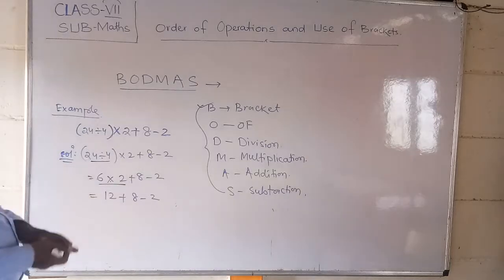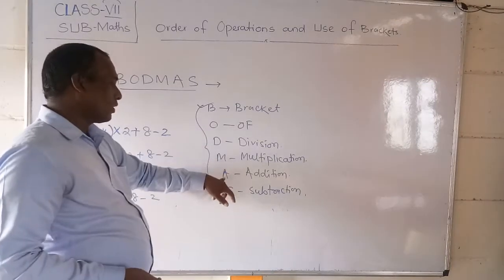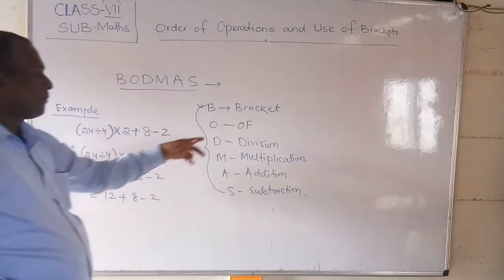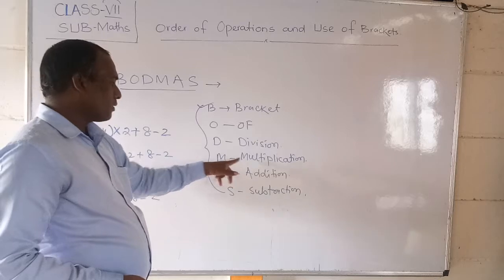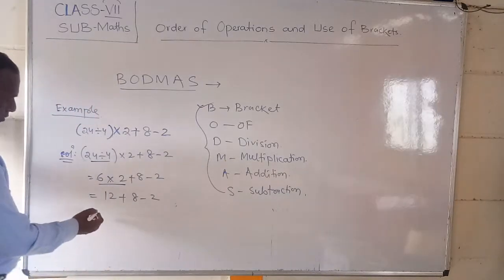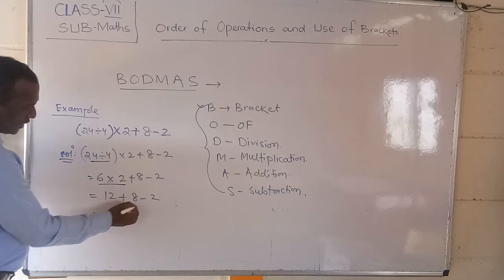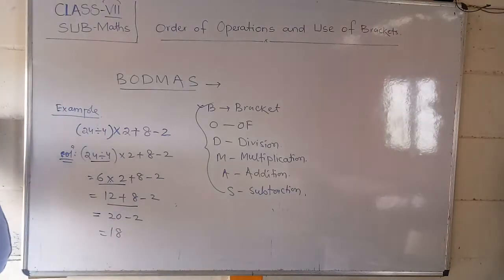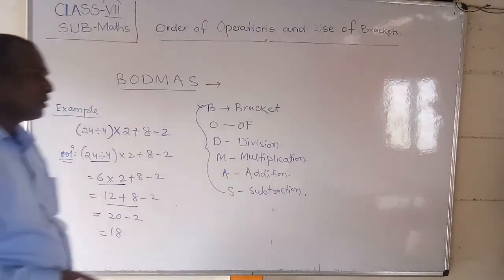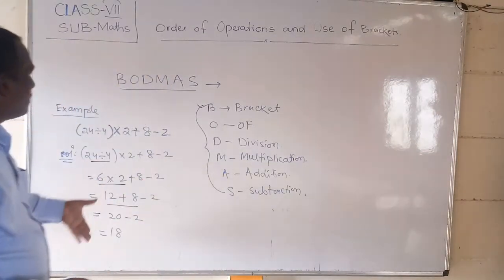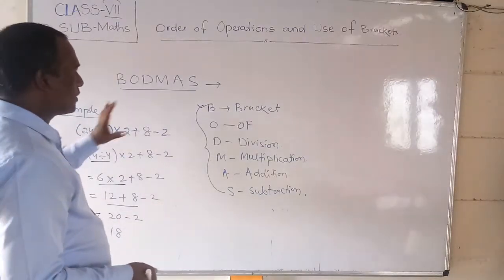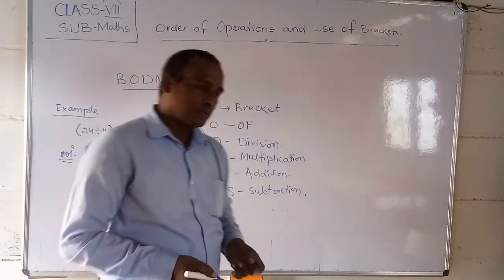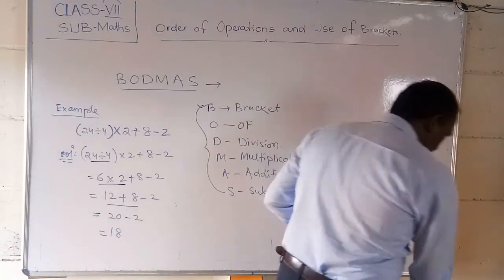Okay friends, this is also multiplication. Of means if a bracket of is there, then you have to multiply. So observe friends, multiplication is over, after that addition. First you add, don't do subtraction first: 12 plus 8 is 20, 20 minus 2 is equal to 18. Are you clear? So these are the bracket works and the Bodmas rules we are following, applying the basic operations, which operation we do first. Okay friends, next we will use brackets.